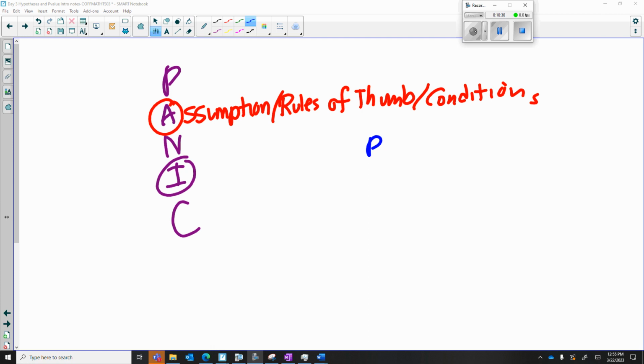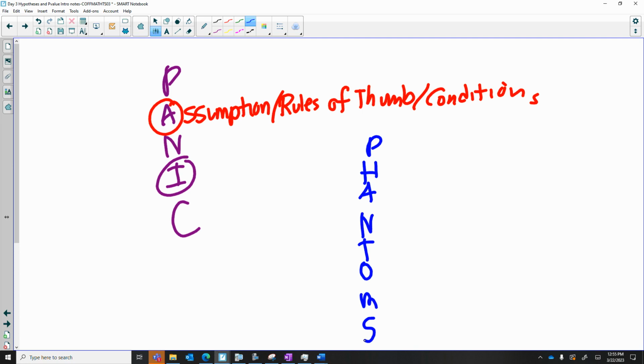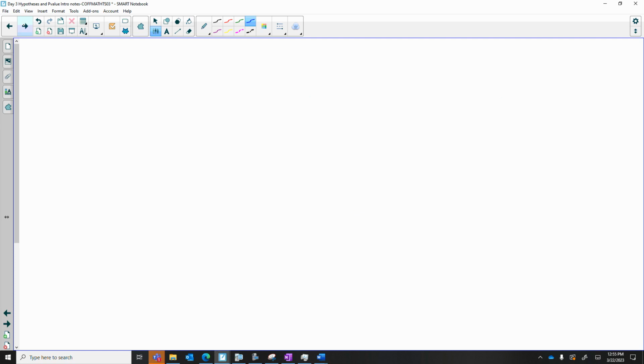And just like PANIC, we have to remember what these letters mean. So I'm going to write PHANTOMS here, and this is going to be for a significance test. And when we get up to that A, the A is going to be the same thing: assumptions, conditions, rules of thumb. So I'm addressing this before we fill in the blanks and do the entire procedure when we're back together.